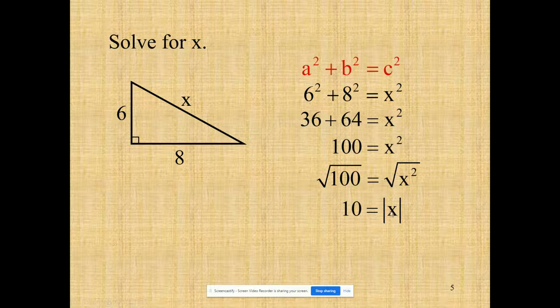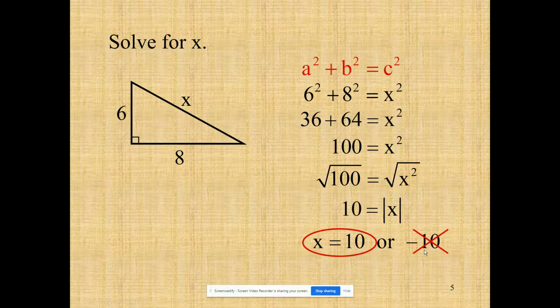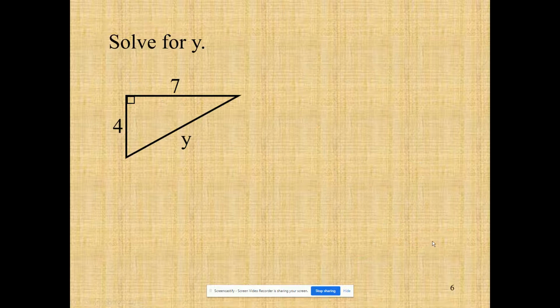This could be a positive x, it could be a negative x. So I've got 10 equals x, or 10 equals negative x, or x equals negative 10, sorry. So I know that this length can't be a negative number. So I'm just going to cross that one out, and I'm going to go with the 10. So that was pretty easy, right? Not too bad.